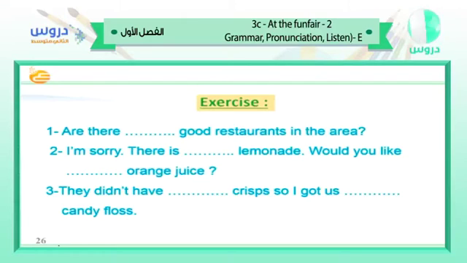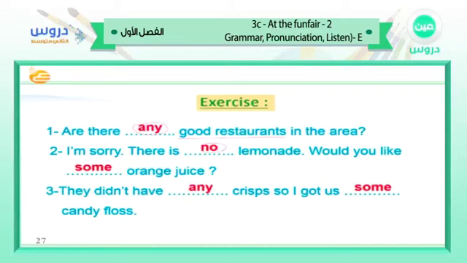Let's see the answers. Are there any good restaurants in the area? We're not offering anything, I'm asking a question, so we use any. Good restaurants are plural countable nouns. Number 2: I'm sorry, there is no lemonade.